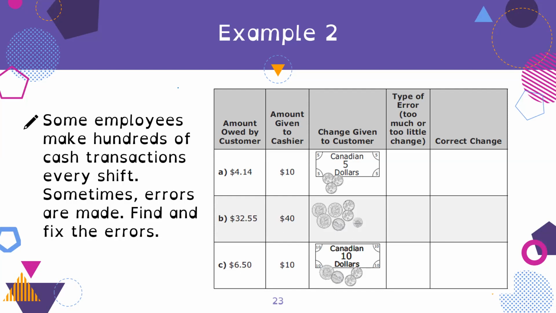So this is saying this first column is the amount owed to the customer, so the change that needs to be given.